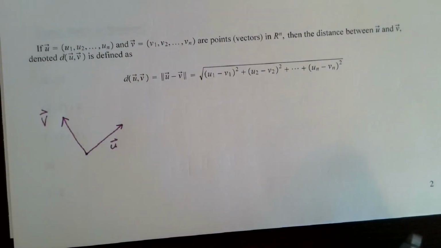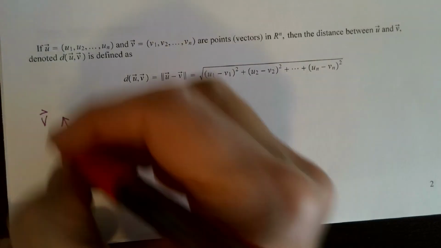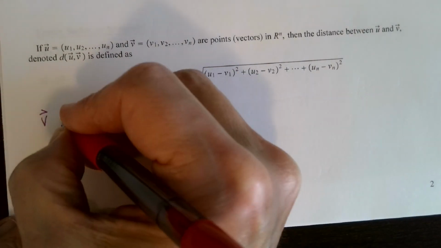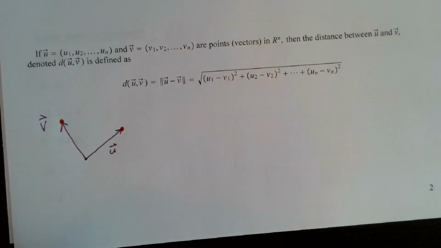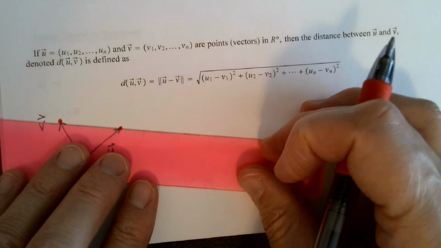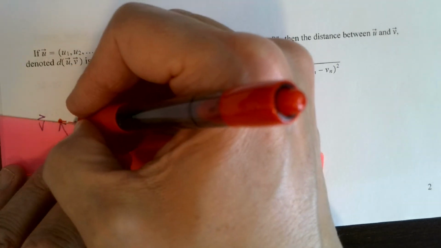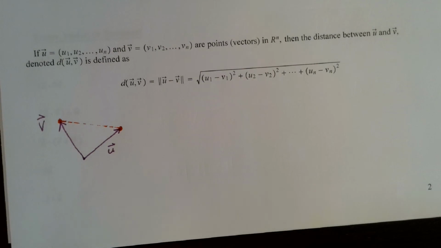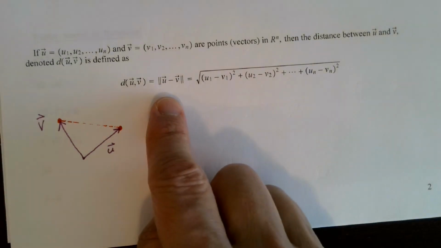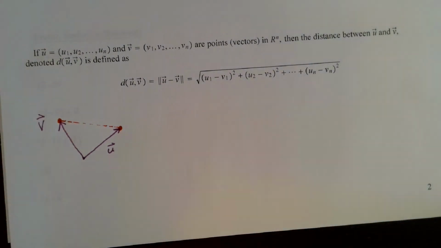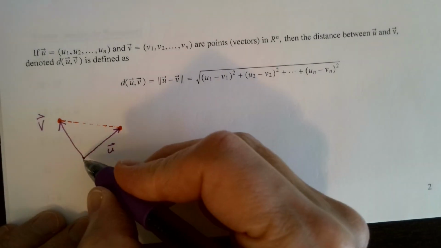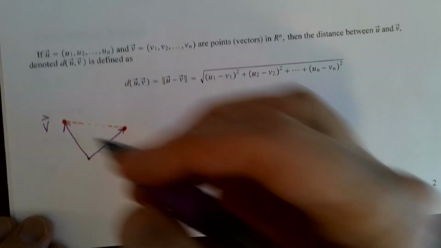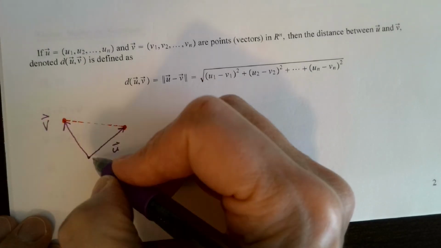Okay. So what's the distance? Well, really what we're saying is the points, the terminal point of u and the terminal point of v, this is the distance we're looking for. This is the length of the line segment connecting these two points. So why is it the norm of u minus v? What would u minus v look like, by the way? Well, if this is u and this is v, what would minus v look like? It would have the same length, but point in the opposite direction.